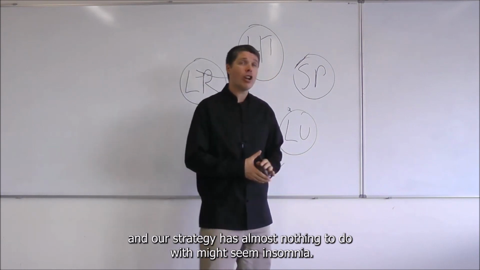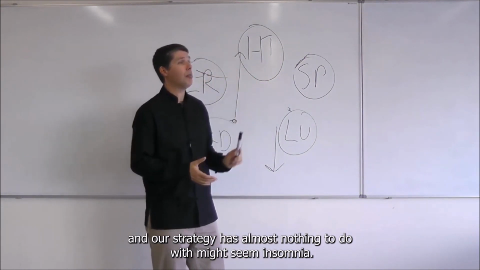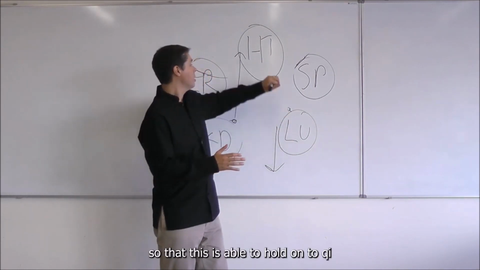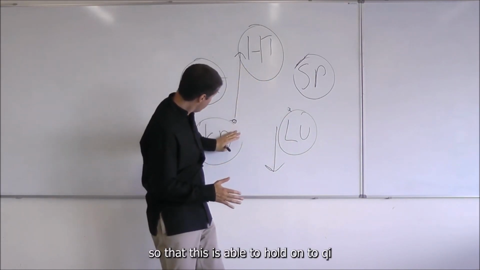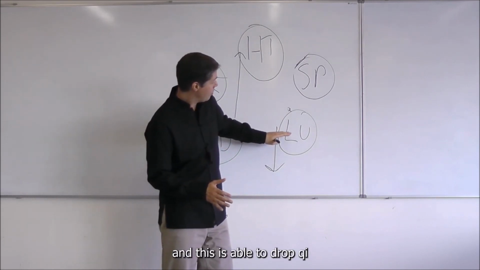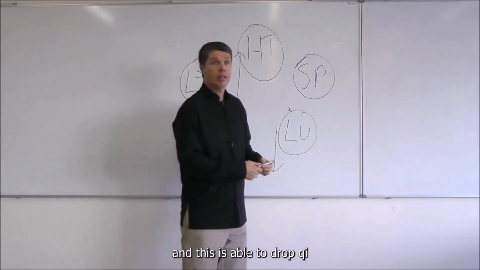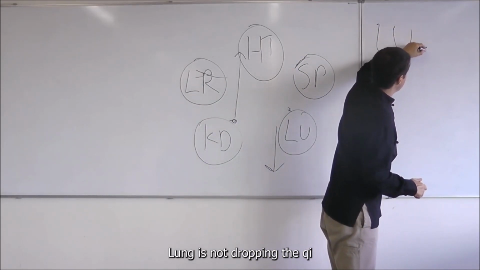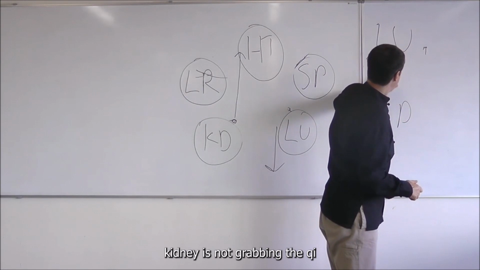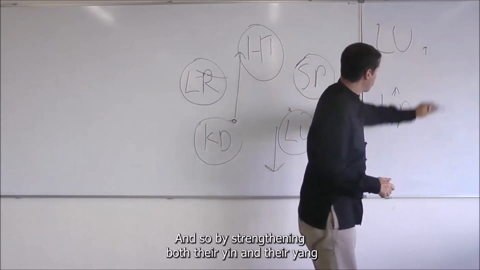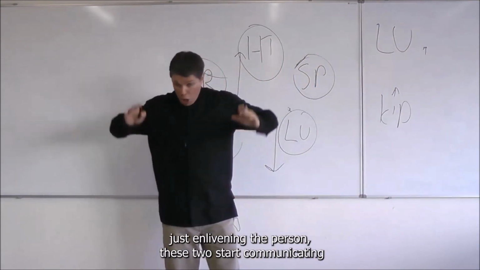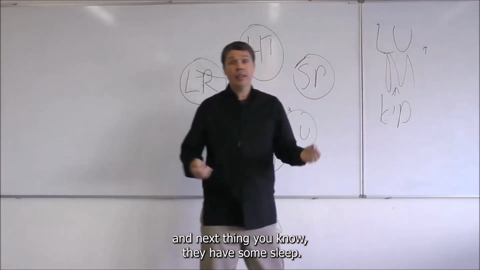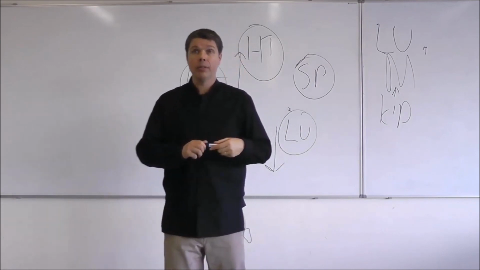And our strategy has almost nothing to do with, it might seem, insomnia. It's about nourishing kidney and lung, so that this is able to hold on to qi, and this is able to drop qi. All right? Lung is not dropping the qi, kidney is not grabbing the qi. And so by strengthening both their yin and their yang, just enlivening the person, these two start communicating, and next thing you know, they have some sleep.